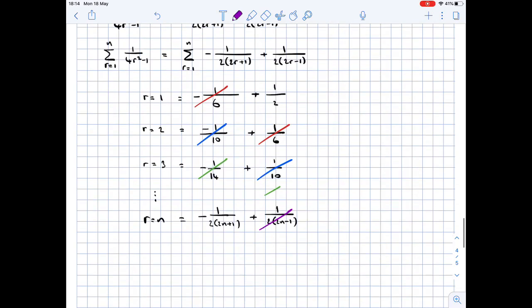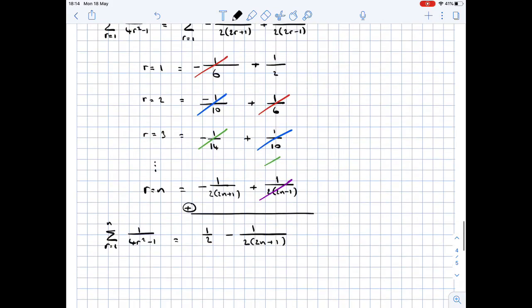So to get the summation of this series, if we add all of those, you can see that we're going to have a half minus 1 over 2 times (2n plus 1), and we have what our summation is equal to. So the sum of 1 over 4r squared minus 1 between r equals 1 and n is equivalent to this.